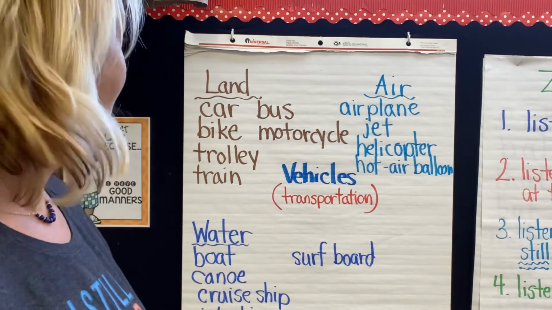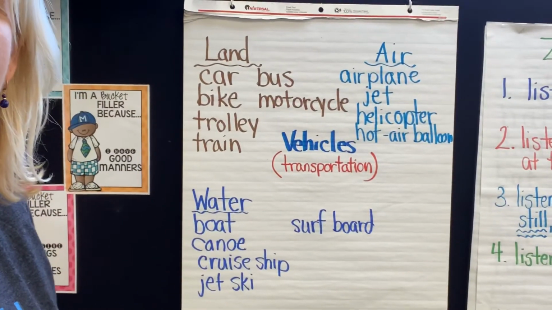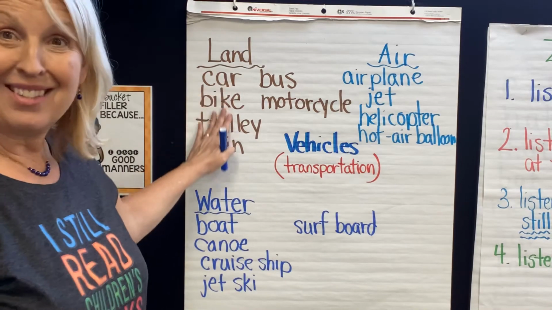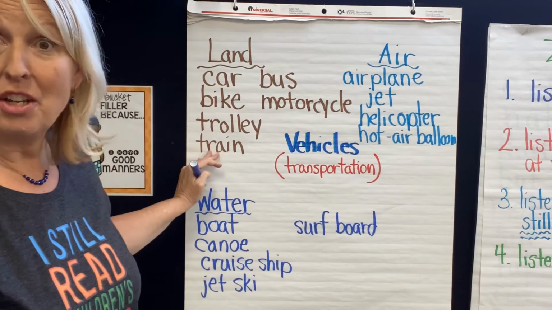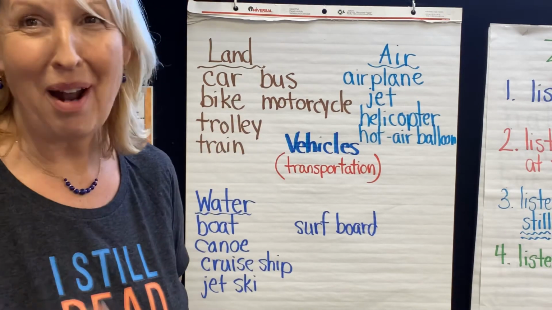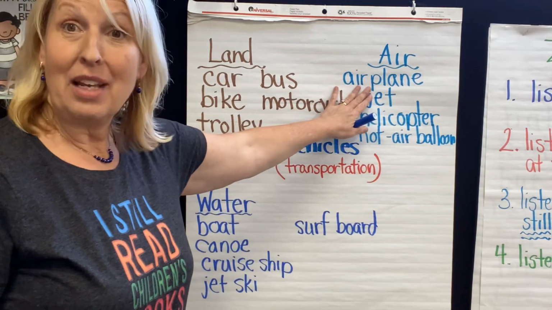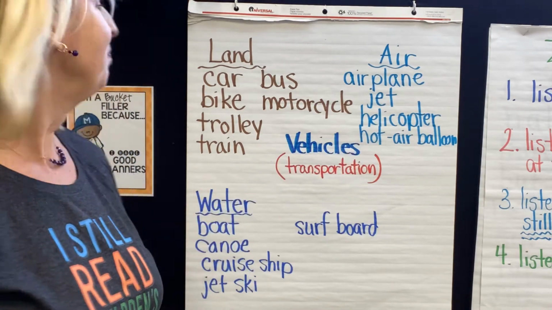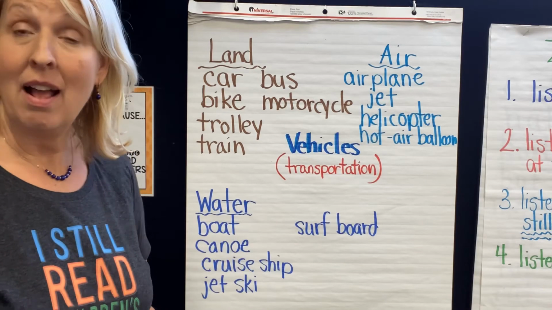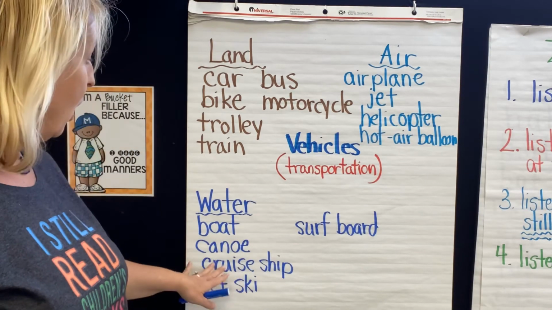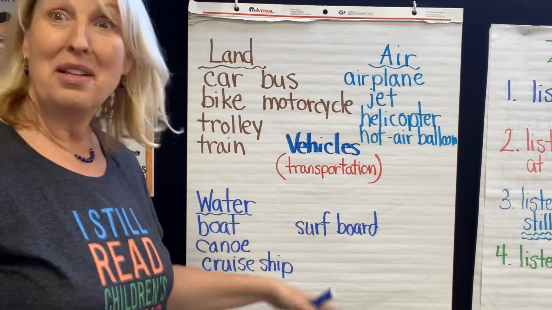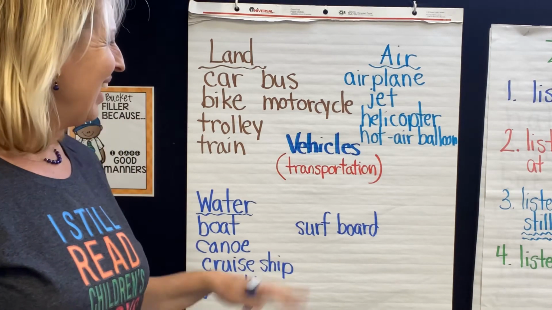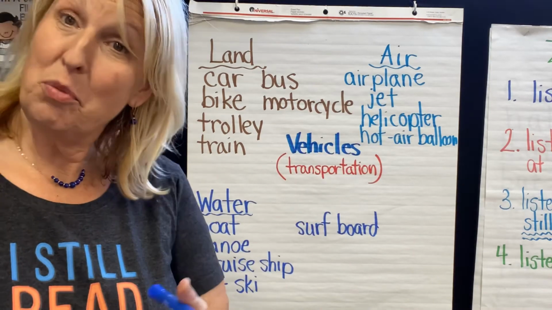All right, so we have our vehicles, our transportation chart. We talked about things that go on land, like a car, a bike, a trolley, a train, a bus, a motorcycle, and you can probably think of others. We have things that go in the air, like an airplane or a jet or a helicopter or a hot air balloon. And then we have things that go on the water, like a boat or a canoe or a cruise ship or a jet ski or even a surfboard. It would be kind of funny to use a surfboard to get to work though, right? All right, so this is all about vehicles or how we get from one place to another.